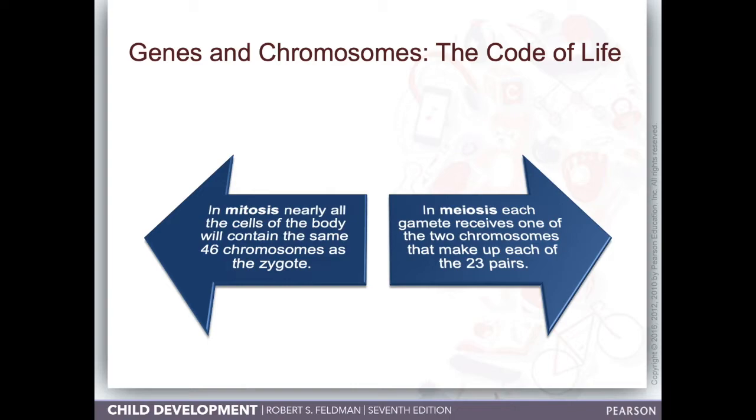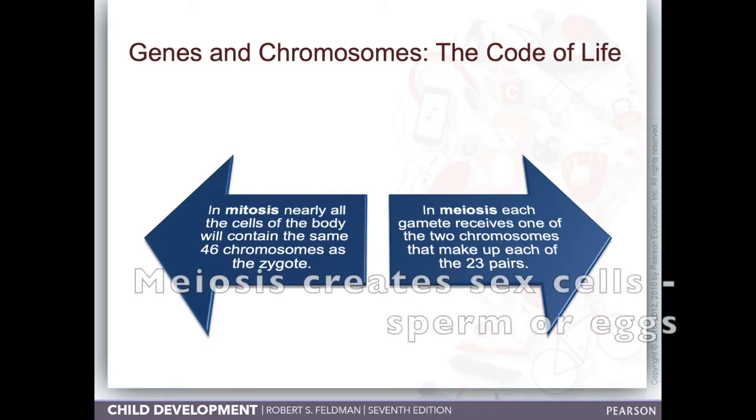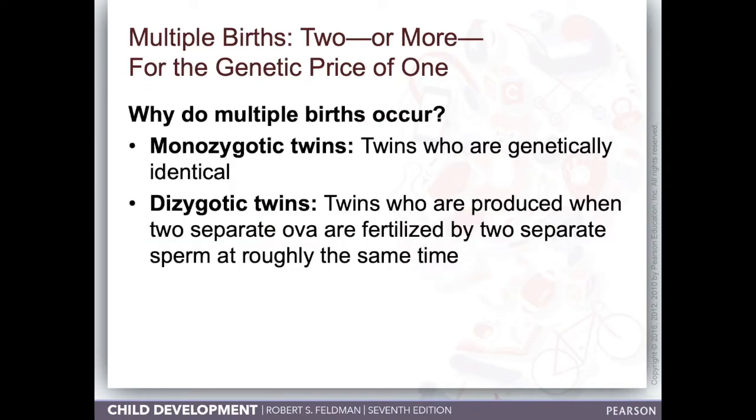Genes and chromosomes are broken down into mitosis and meiosis, which are described here. In mitosis, nearly all the cells of the body will contain the same 46 chromosomes as the zygote. And in meiosis, each gamete receives one of the two chromosomes that make up each of the 23 pairs.